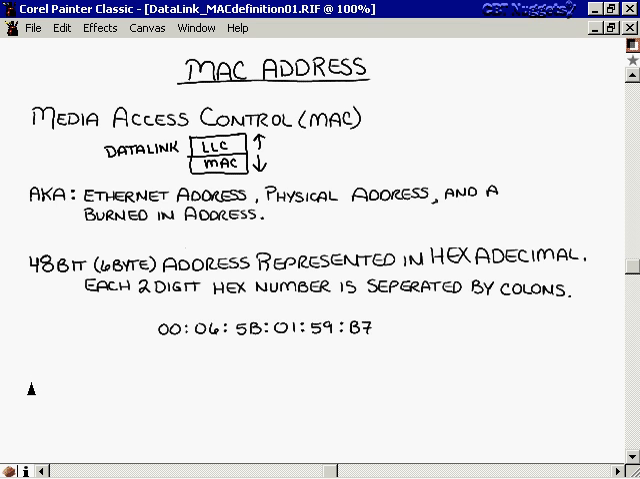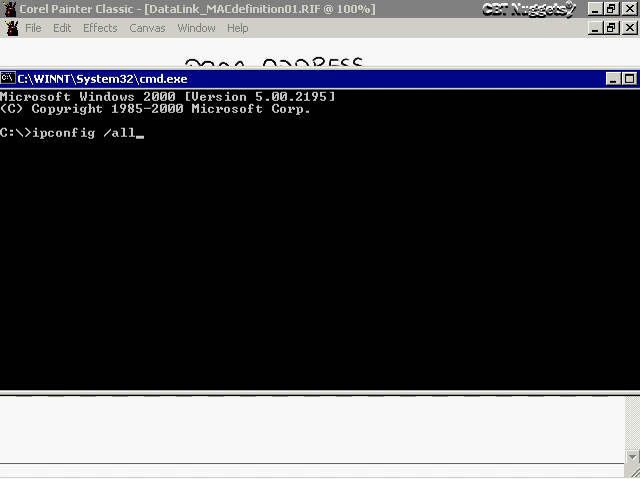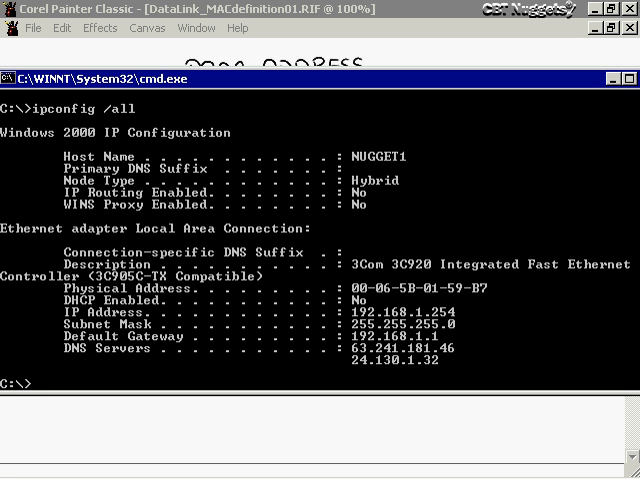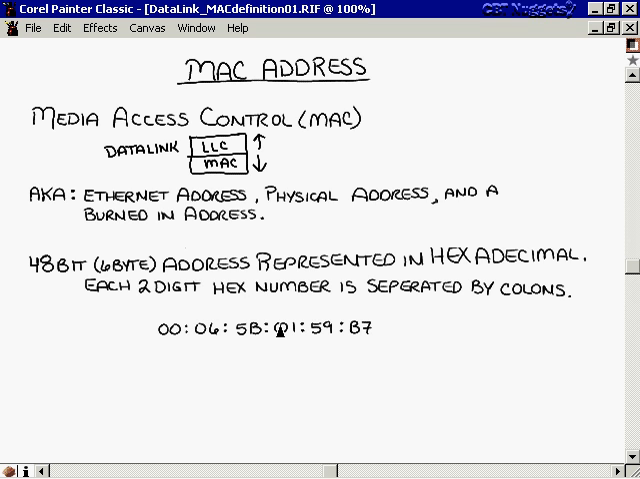So where do we find a MAC address is a really good question to ask at this point. I'm going to show you on a Windows machine where that can be found, and it's going to be different depending on your operating system. But ipconfig /all will bring up quite a bit of information. What we're really concerned with right here is the physical address. Remember that I told you that the MAC address has many aliases, and the common one used within a Microsoft environment is the physical address, and I see here 00065B0159B7, which, by the way, is exactly what I have here.